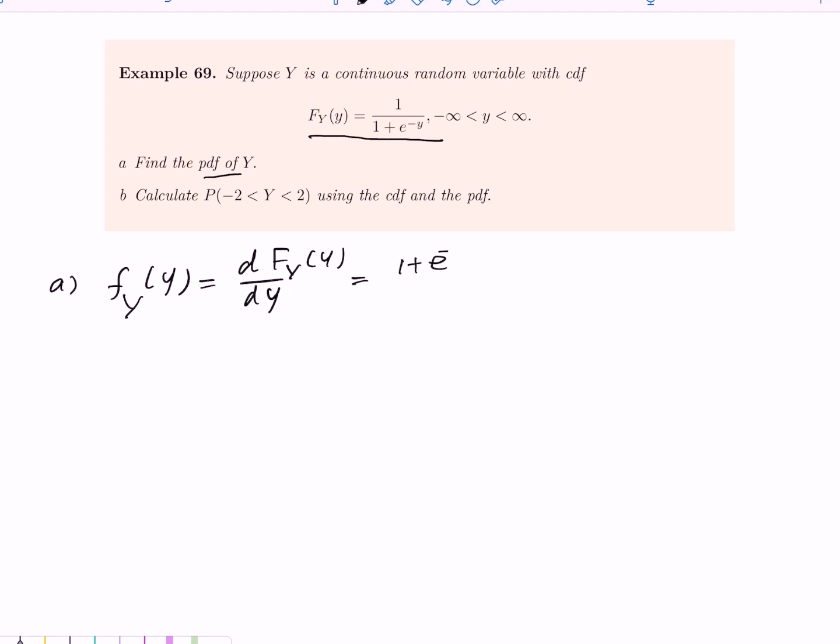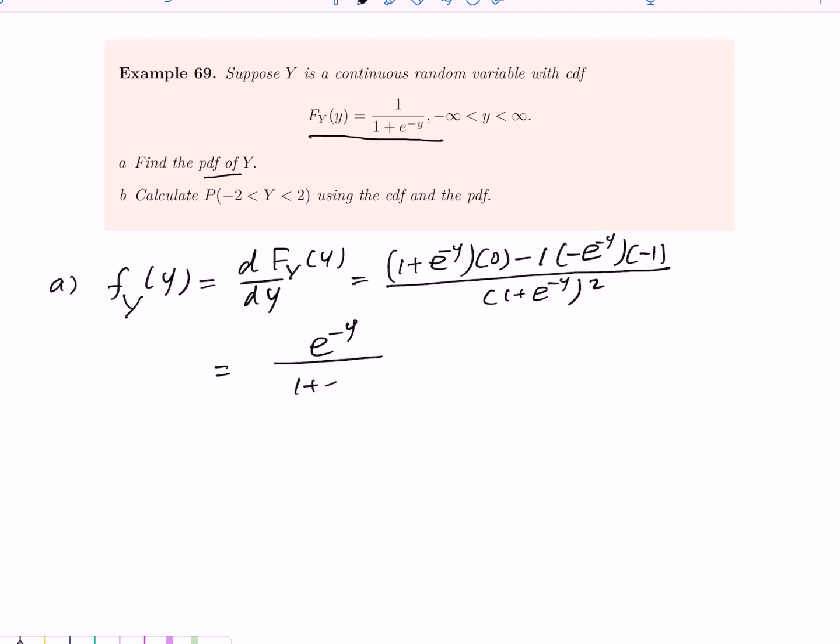1 plus e^(-y), then the derivative of the numerator, which is 0, minus 1 times the derivative of the denominator, right? So the derivative of the denominator is negative e^(-y), multiplied by 1 because of the derivative of the power. Then divided by (1 plus e^(-y)) to the power 2. So you can simplify, and this is e^(-y) over (1 plus e^(-y))^2.